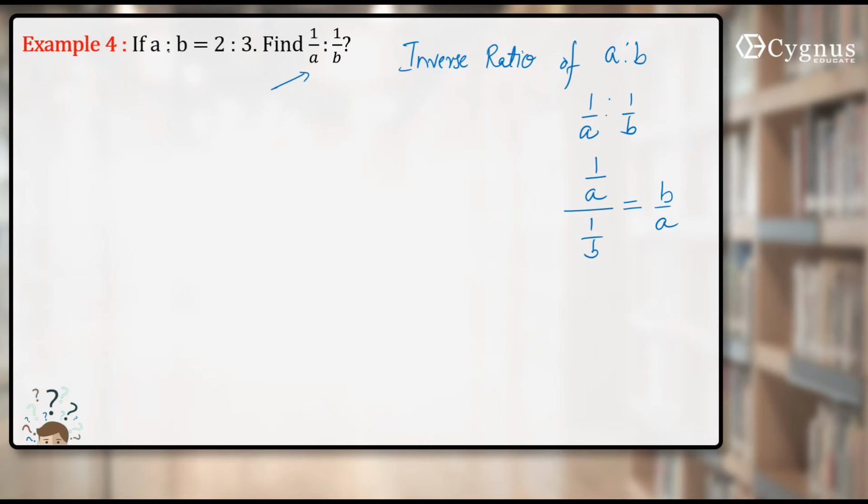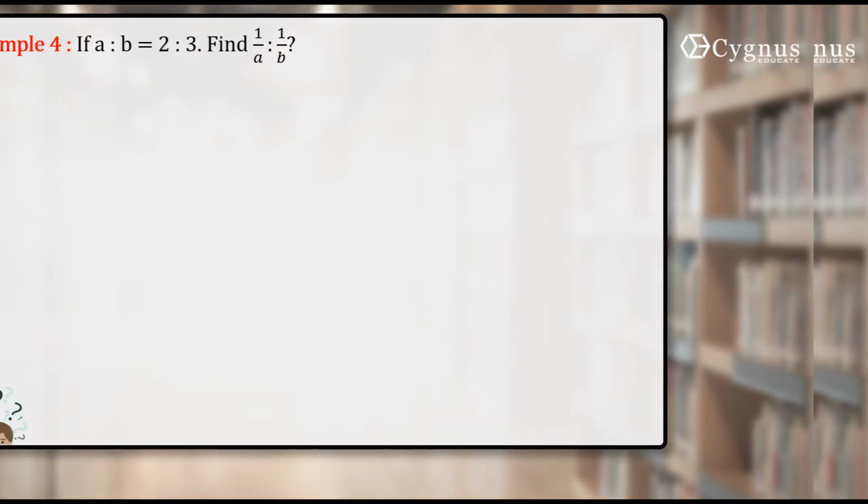That means you need to reverse this ratio. So the inverse ratio of A is to B is equal to what? B is to A. So what's the answer here? 1 by A is to 1 by B will become 3 is to 2. So what does it mean? Just reverse the ratio if there are two values A and B. That means if A is to B is given equal to 4 is to 7, then the inverse ratio of A is to B will become 7 is to 4. Yes, sir. Let's look at another one.